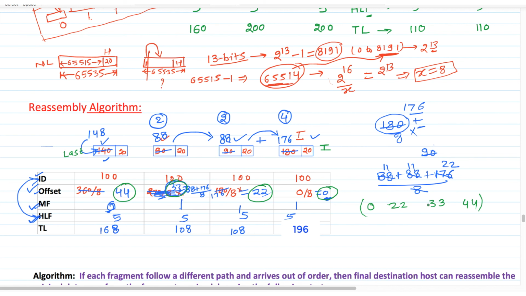But there could be a chance that a fragment is lost somewhere in the network. How will the receiver understand that one more fragment should be there? How will the receiver know that some fragment is lost in between? If it receives all the fragments, it will arrange them like this. But it is equally important to know whether we have missed any fragment or not. So we will see the reassembly algorithm used by the receiver, as given below.